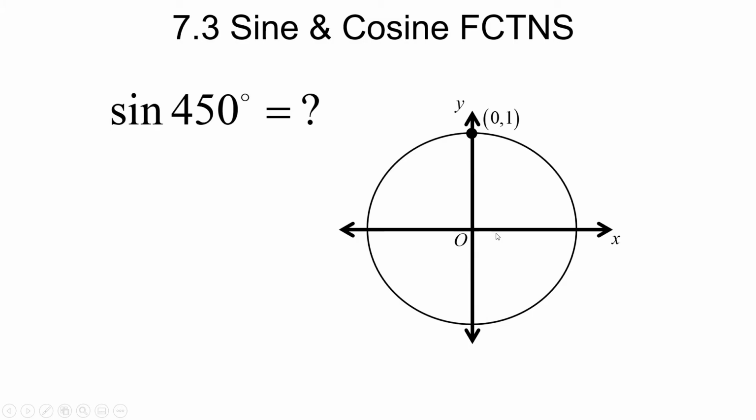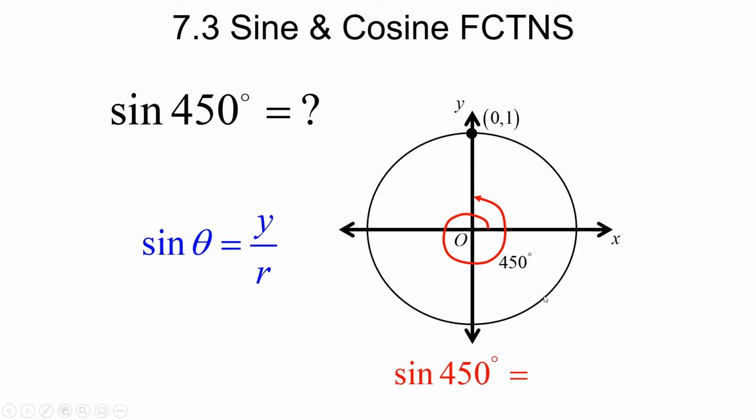360, and then 90 more, 450. There it is right there. I have the same terminal point right there. So sine of 450 degrees is also, remember, y over r. So sine of 450 degrees would be the y coordinate of that point, 1, over the radius of the circle, 1, and that's a 1 again. And again, those are co-terminal angles right there, 90 degrees and 450 degrees.